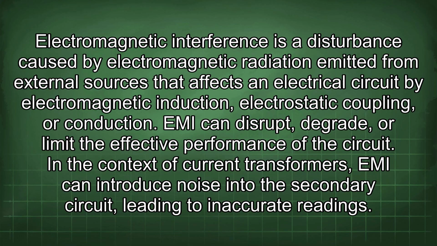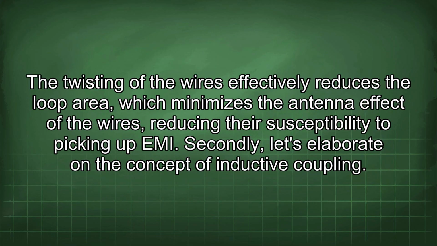In the context of current transformers, EMI can introduce noise into the secondary circuit, leading to inaccurate readings. The twisting of the wires effectively reduces the loop area, which minimizes the antenna effect of the wires, reducing their susceptibility to picking up EMI.